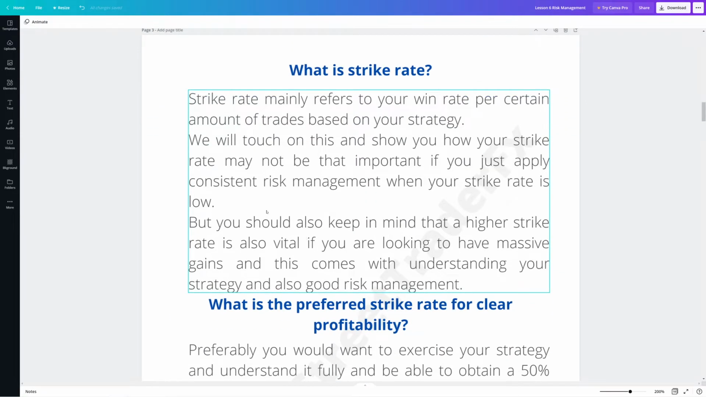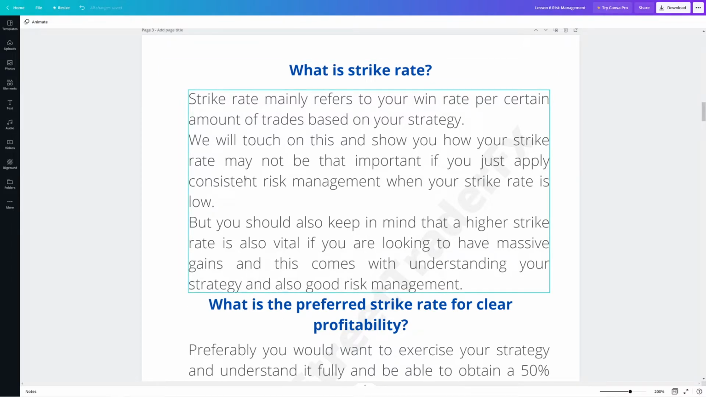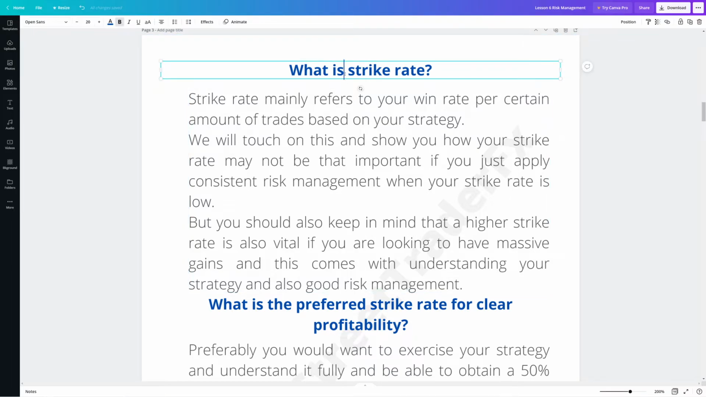So what we're going to touch on now is the strike rate, which is also important in terms of risk management, right? And we'll show you why this is important, but it's also not important if you are not bothered by losses, and you shouldn't be bothered by losses. The explanation of this and some examples will give you an idea of why it's not important to focus on losses. So what is a strike rate?